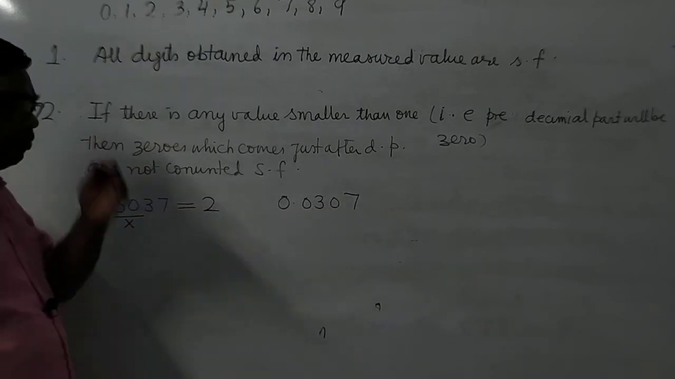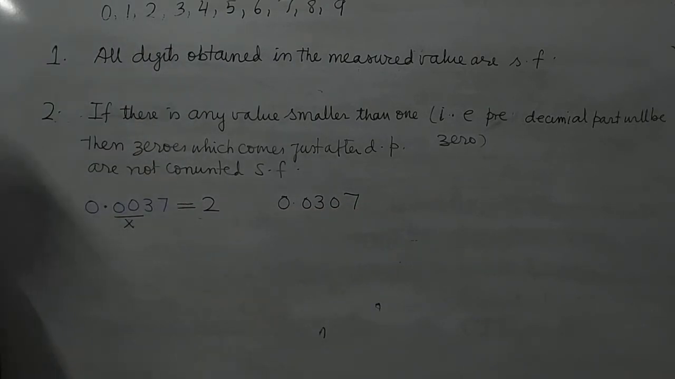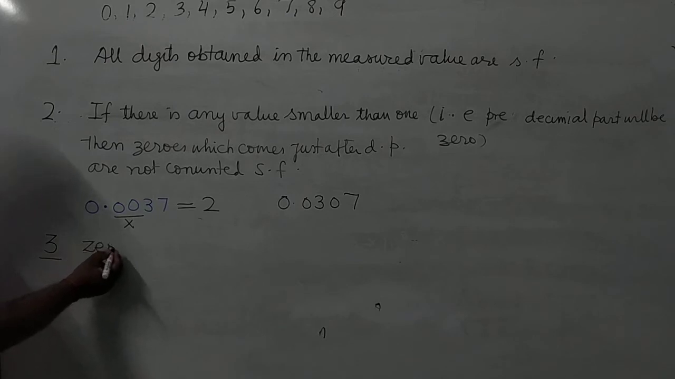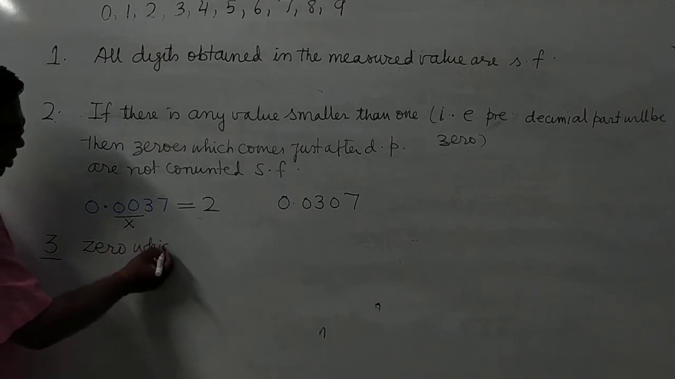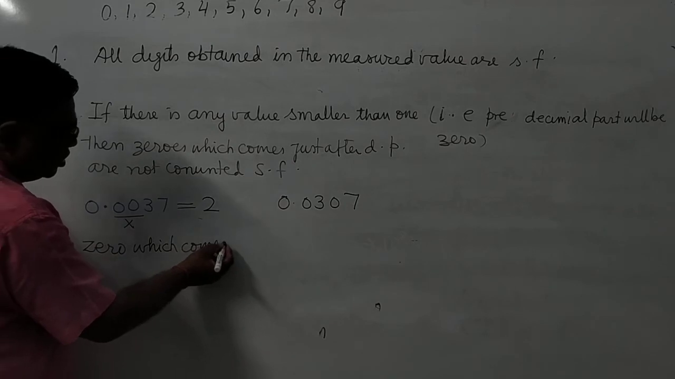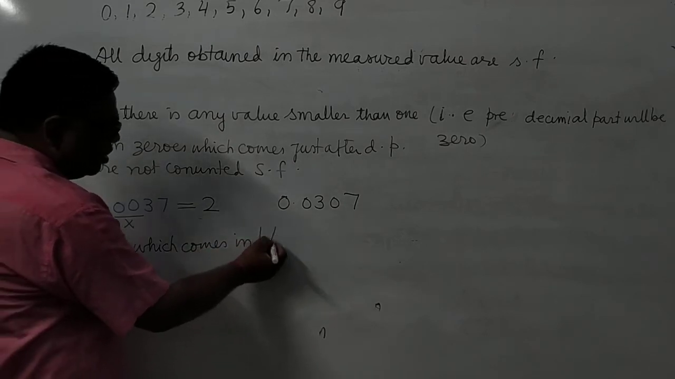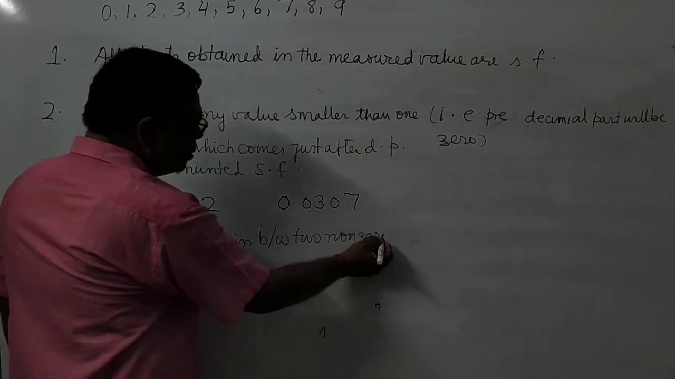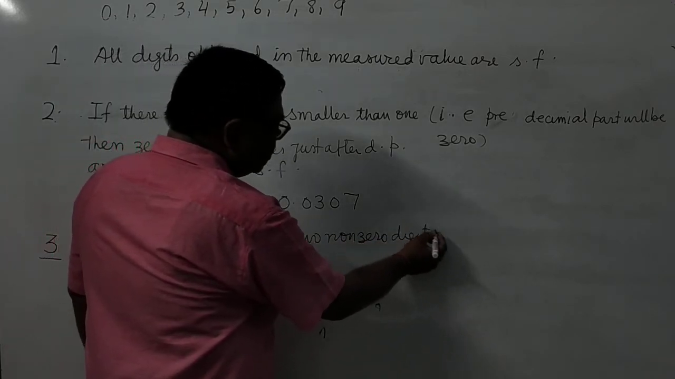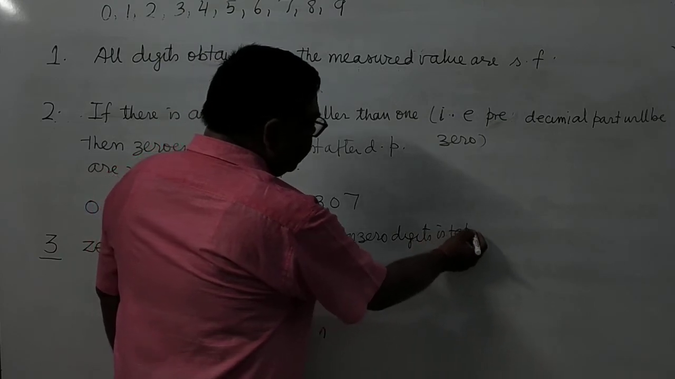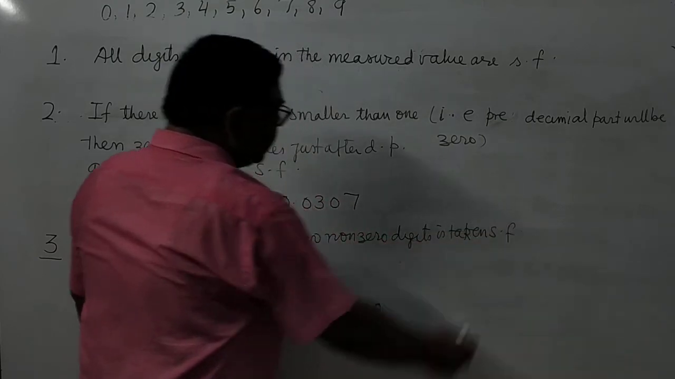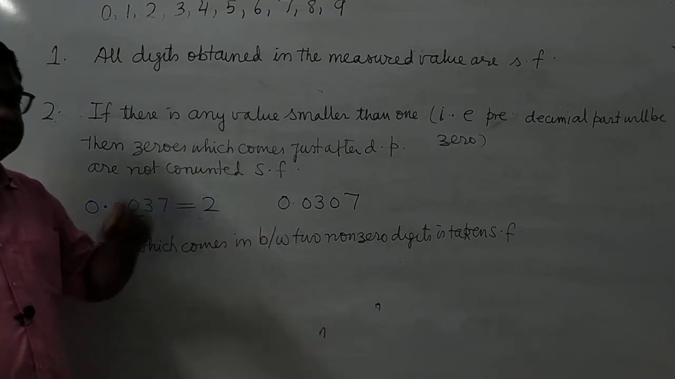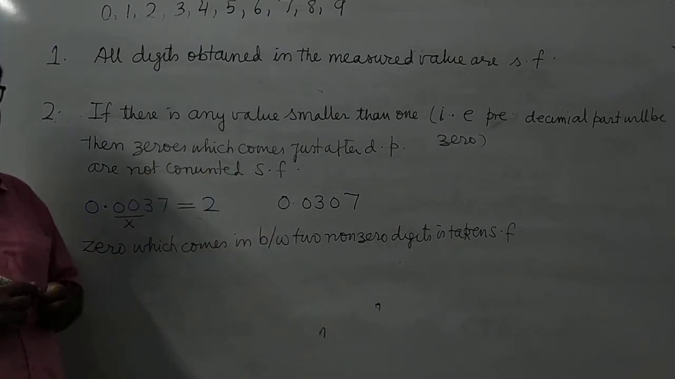Suppose it is written 0.0307, so there is one more rule. A 0 which comes in between two non-zero digits is taken as a significant figure. It's clear. So you can see here, this number is smaller than 1.